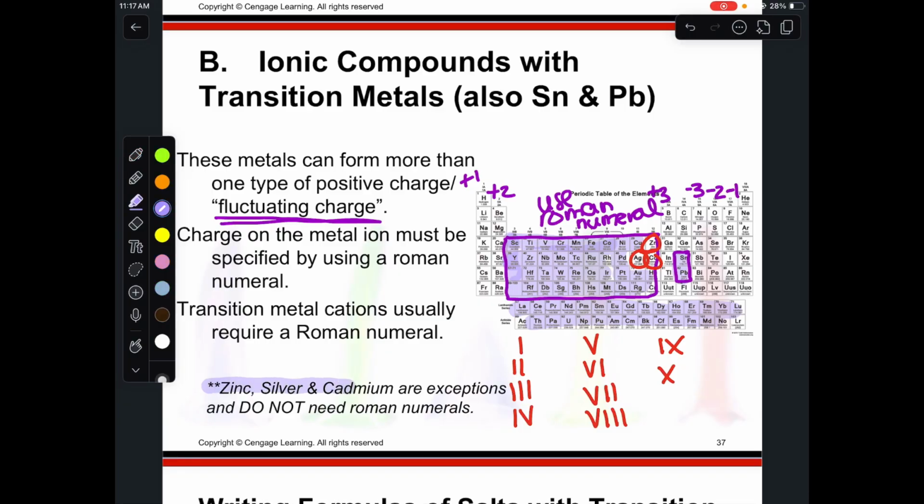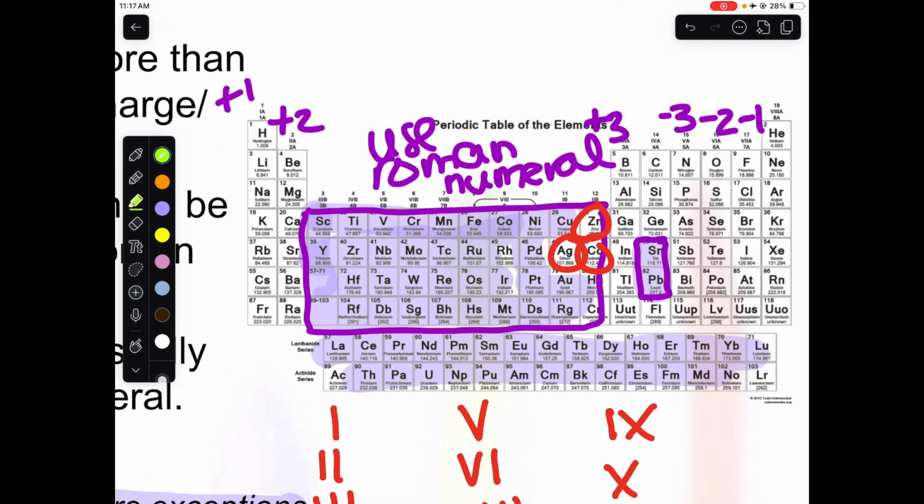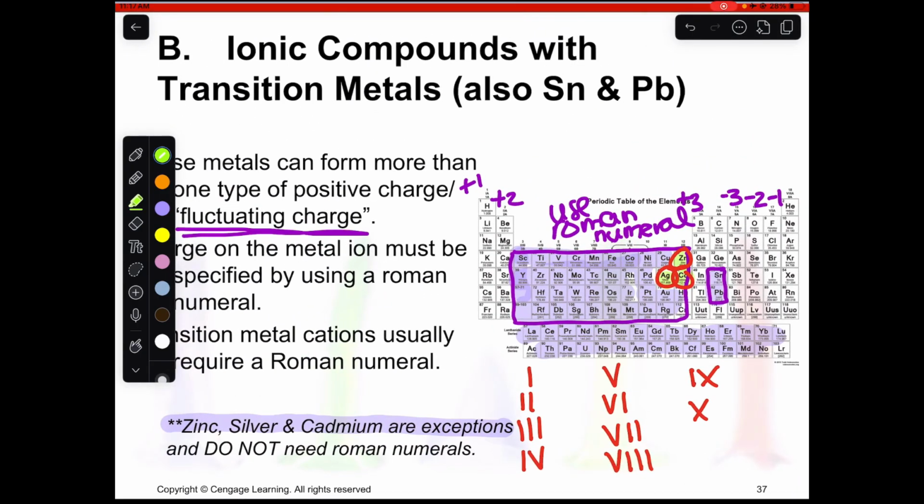And again, really, really important thing here, zinc, silver, and cadmium, which again, you can see, I'll zoom in here, are these. This, and this do not need Roman numerals. They are fixed charges. I actually provide you with these charges. You do not need to memorize them, and they do not need Roman numerals. But everything else in purple, you do. Okay, I should probably not have made that purple.